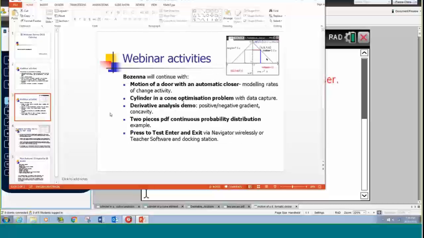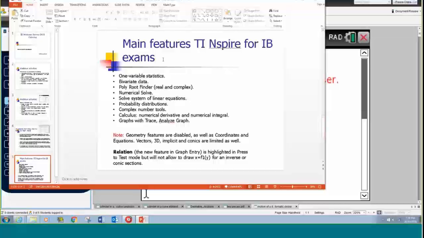What I've prepared for today are activities, the first one looking at modeling rates of change, then one of the optimization problems with data capture. I also have a noisy derivative analysis demo. I will show this one, and I will look at continuous probability distributions. And also in 4.2, it's very easy to press to enter, press to test and exit using the navigator. And I might also look at some new features in 4.2 and what is possible if we still have some time.